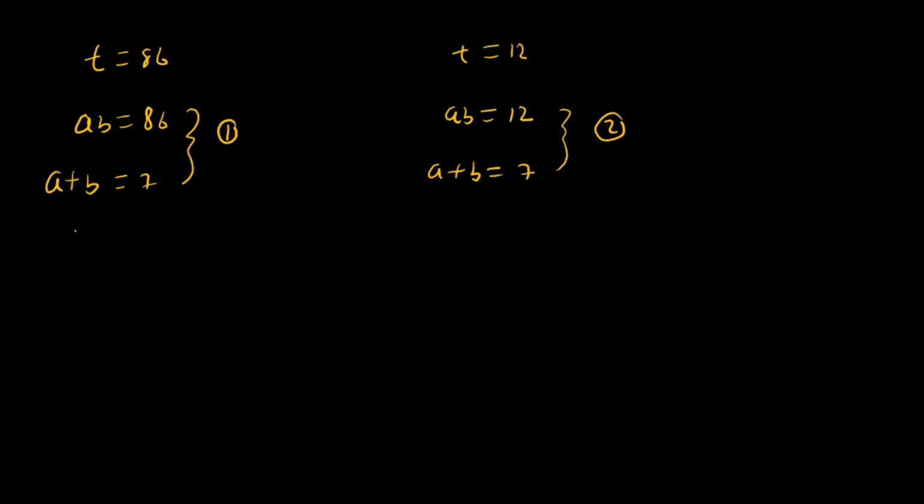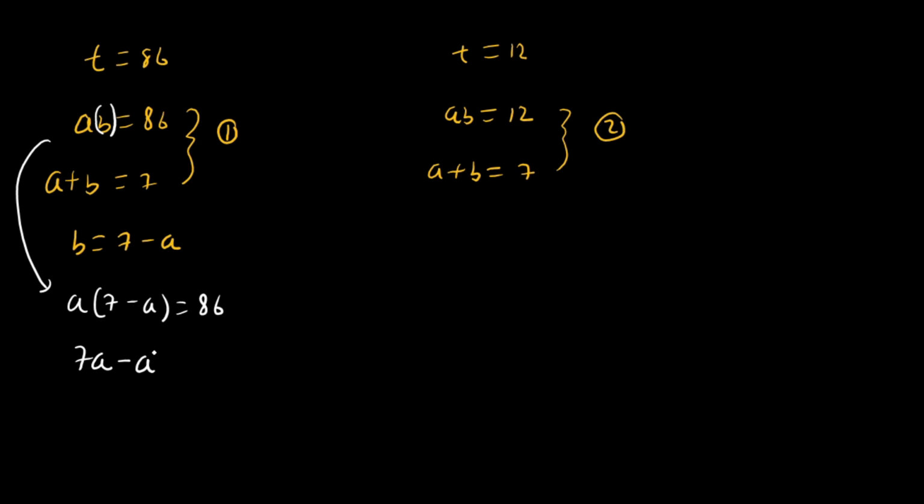Here b = 7 − a. Replacing b by 7 − a, a times (7 − a) = 86. Then a multiplied by 7 gives 7a, and a multiplied by −a gives −a², and this equals 86. If we take all the expression to the same side, then a² − 7a + 86 = 0.